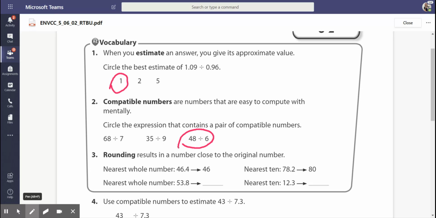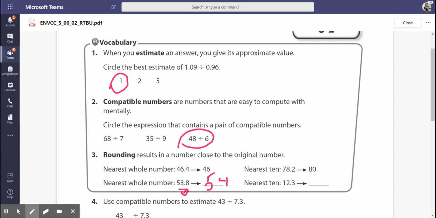Okay, also when we're estimating, you can use rounding. Rounding results in a number close to the original number. Rounded to the nearest whole number, 46 4/10 rounded to the nearest whole number is 46. 53 8/10 rounded to the nearest whole number, which would be right there. You look next door. If it's 5 or more, let it soar. So what would be our nearest whole number? You are correct. It is 54.